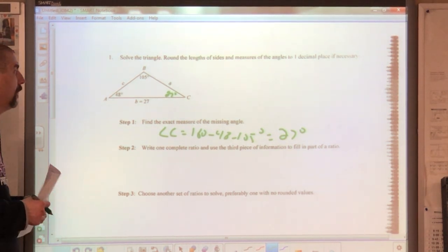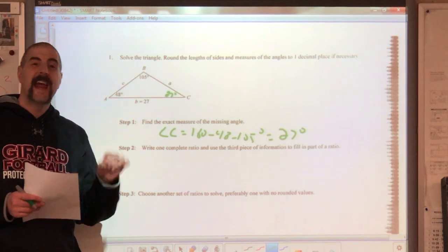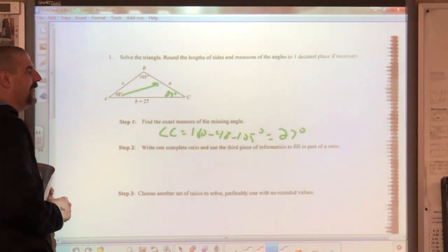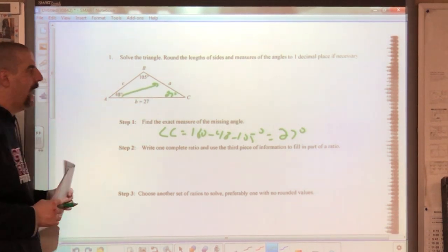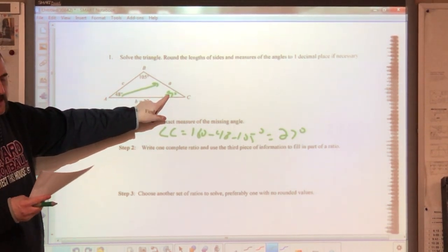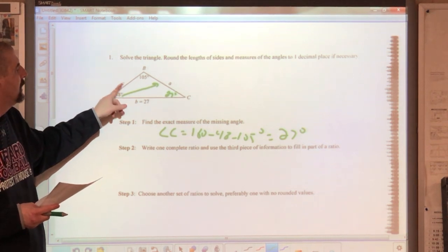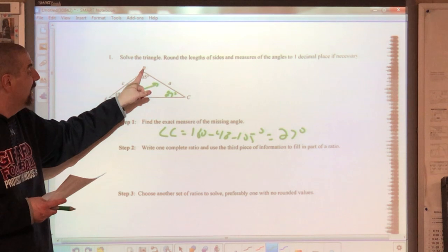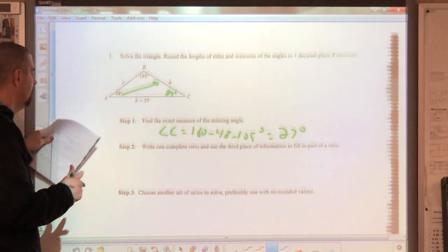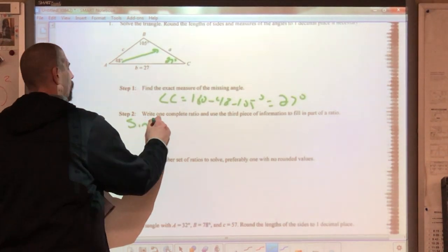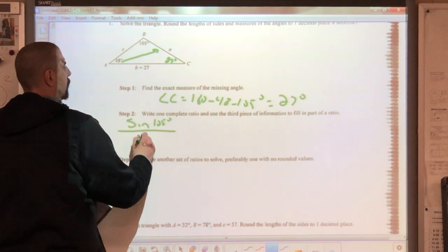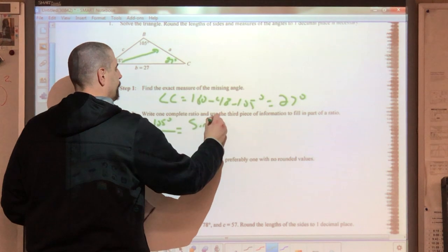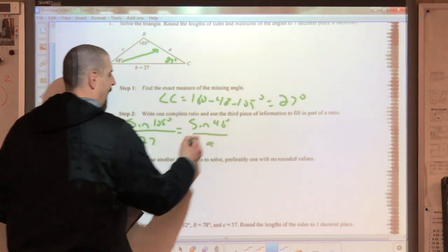Now, write 1 complete ratio and use the 3rd piece to fill in a part of that ratio. Let's say we solve for A first. So now, we have 48 goes right to A, and we have 27 to 105. You don't want to use 27 degrees here to C because you'd have 2 unknowns, A and C. So the one ratio you know is 105 to 27. I like to do sine 105 over 27 equals sine 48 over A.